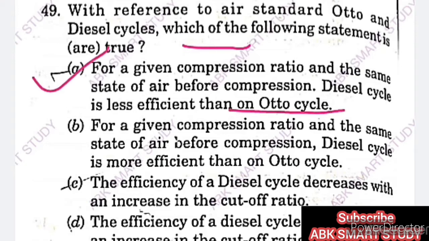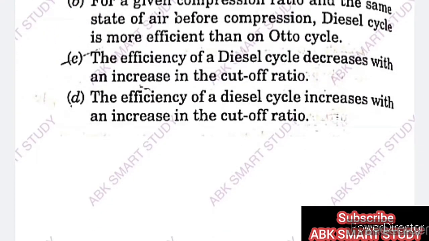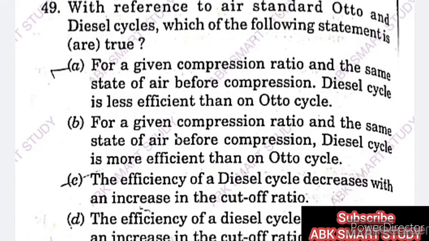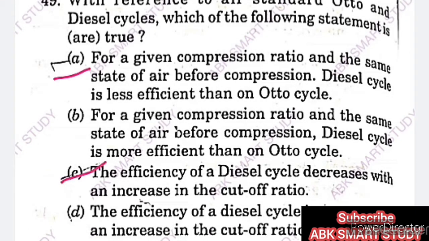Option B, for a given compression ratio and the same state of air before compression, diesel cycle is more efficient than an Otto cycle. So this is wrong. Option C, the efficiency of a diesel cycle decreases with an increase in the cutoff ratio. So option C is also correct. And option D, the efficiency of diesel cycle increases with increase in the cutoff. So this is wrong. So here the options are A and C, both are the correct answer.